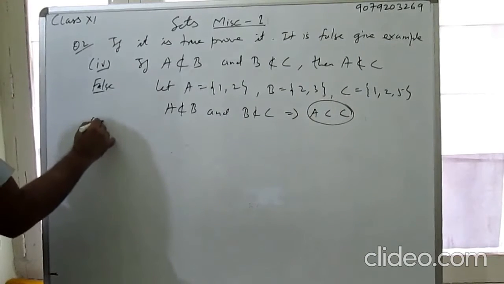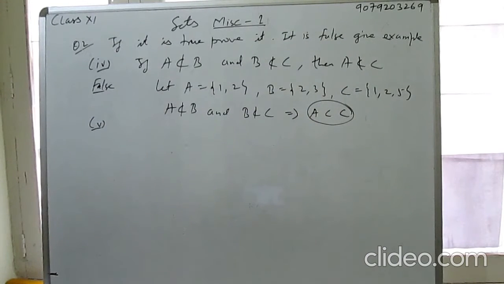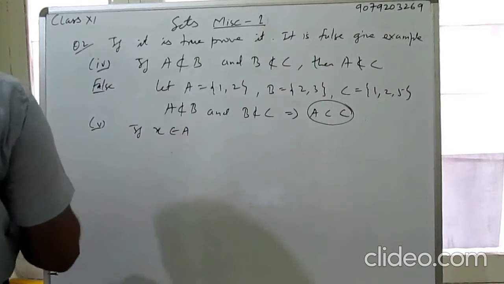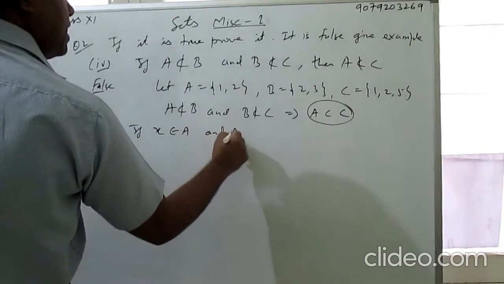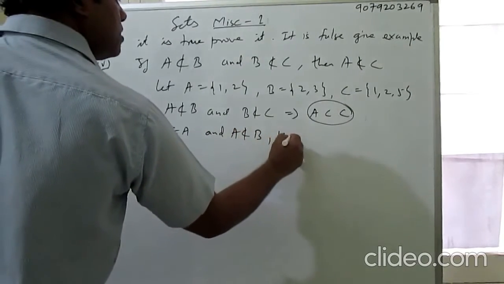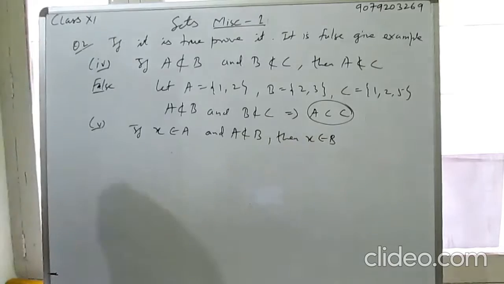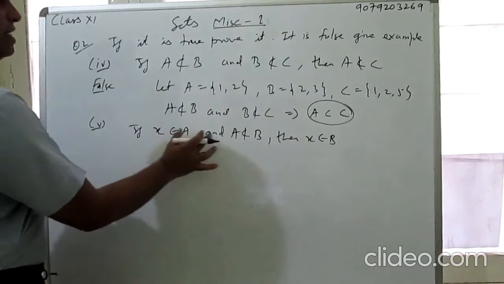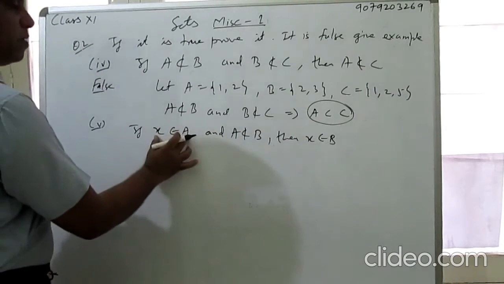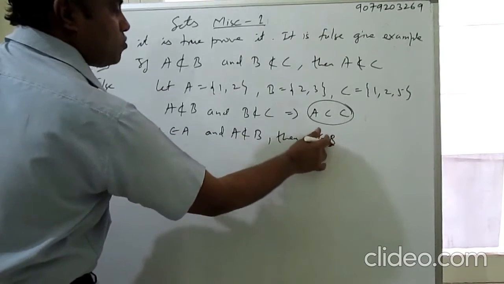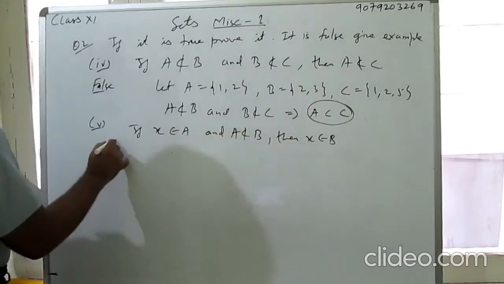Now I will take fifth part. If X belongs to A and A is not a subset of B, then x belongs to B. एक ऐसा एलिमेंट लीजिए, A is not a subset of B, x belongs to A, and x belongs to B. अपन प्रूव कर देंगे x not belongs to B, so it is false.